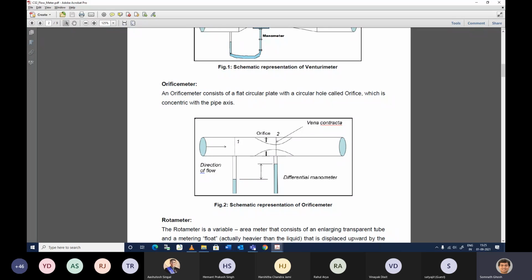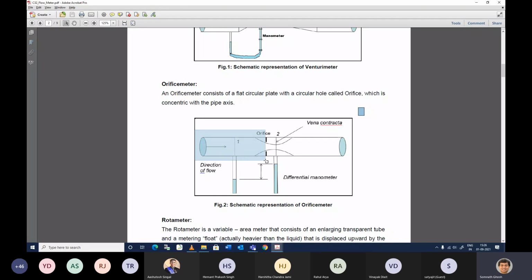You have an orifice. An orifice is a metallic plate, and if you have a circular tube, it will have a circular metallic plate, which will have a concentric hole at the middle. So this is the side view of the orifice. Otherwise, it will be a circle. If you just imagine a donut, there will be a donut kind of structure here that is embedded.